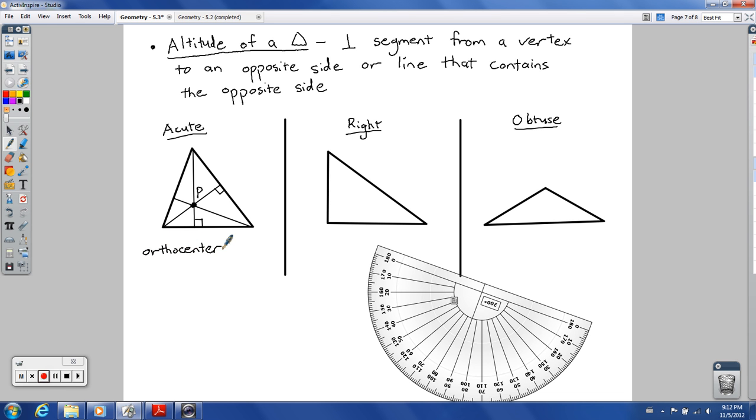Where they came up with that name, I'm not exactly sure. So the orthocenter P. Here it is, you'll notice it's inside the triangle. So we're going to write that down. It's inside the triangle.